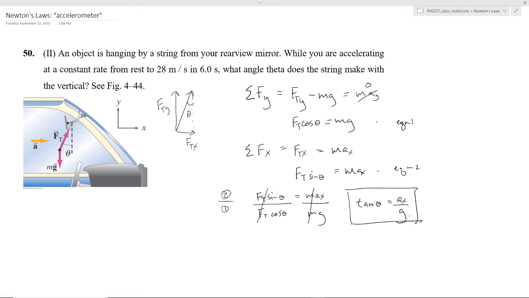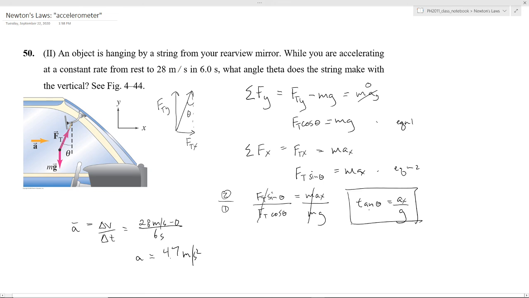So if we want to know the angle, we can solve for it based on the acceleration. So let's do that. First, we're given the change in velocity per change in time. So let's make that into an acceleration. We're going from 0 to 28 meters per second divided by the amount of time, which was 6 seconds. So we would find that this acceleration is 4.7 meters per second squared.